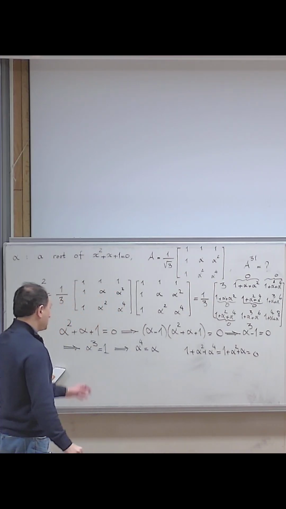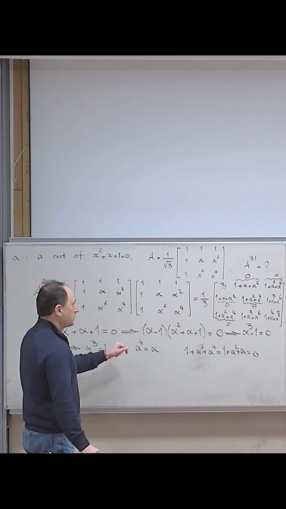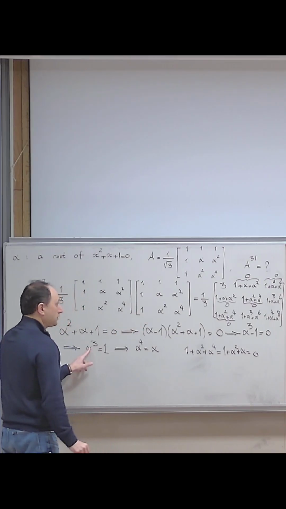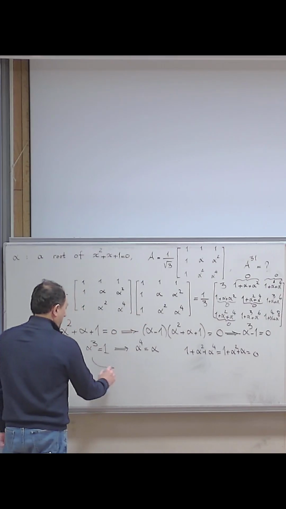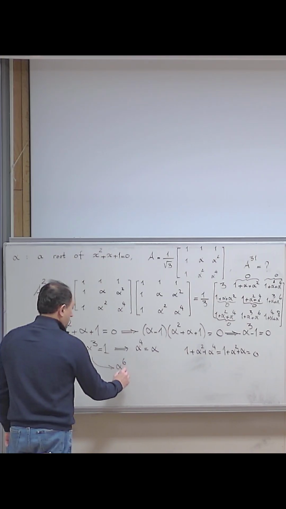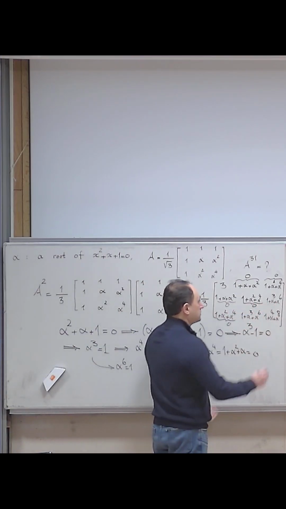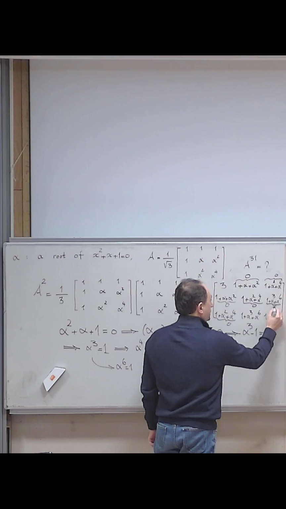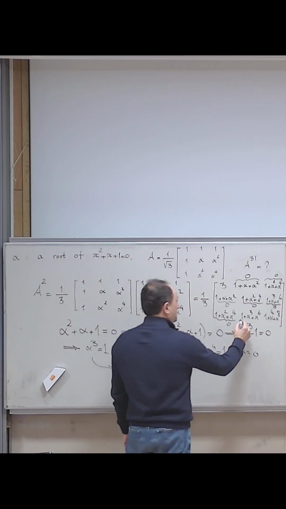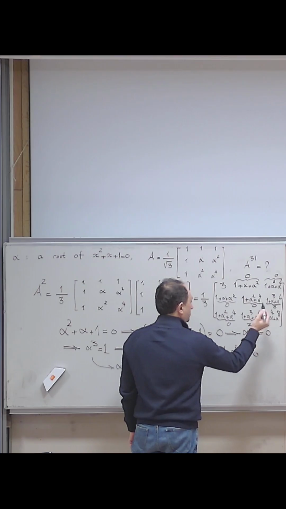Okay, so what about alpha cubed? Alpha cubed is 1. If I raise it to power 2, alpha to power 6 also becomes 1. So this means that this is 1 plus 1 plus 1, which is 3. Okay, so that one is also 3.